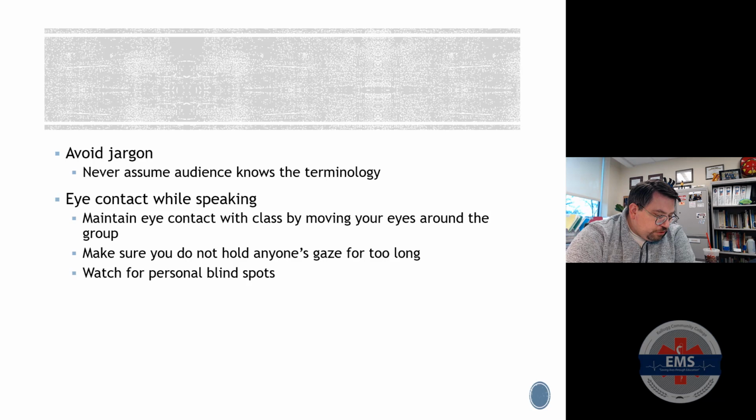Jargon's another one we want to avoid. Again, if we're using a lot of jargon, we're going to have a lot of folks that may not understand what we're saying, and we may lose some of the context of the information we're providing in translation.